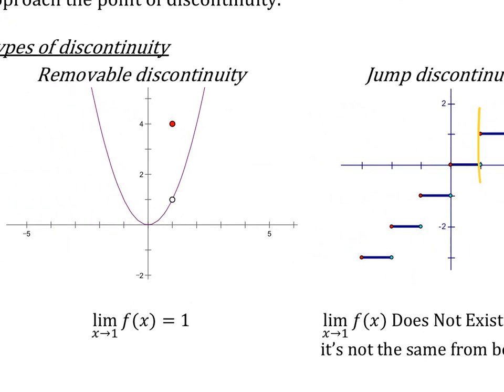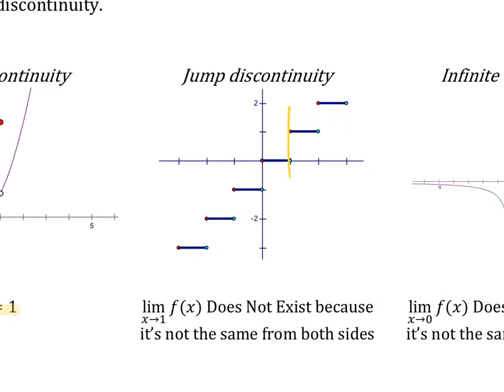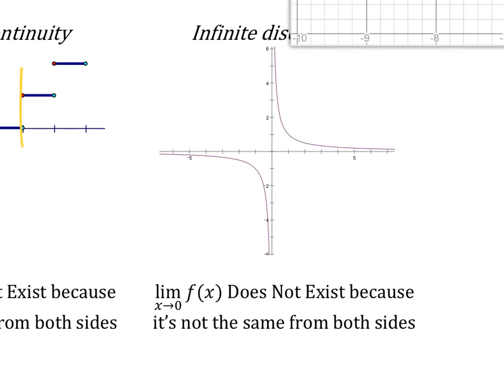Here, the limit does exist. Coming from the left, we're going to a height of 1. Coming from the right, we're going to a height of 1. So the limit, as it says here, is 1. That limit does exist.